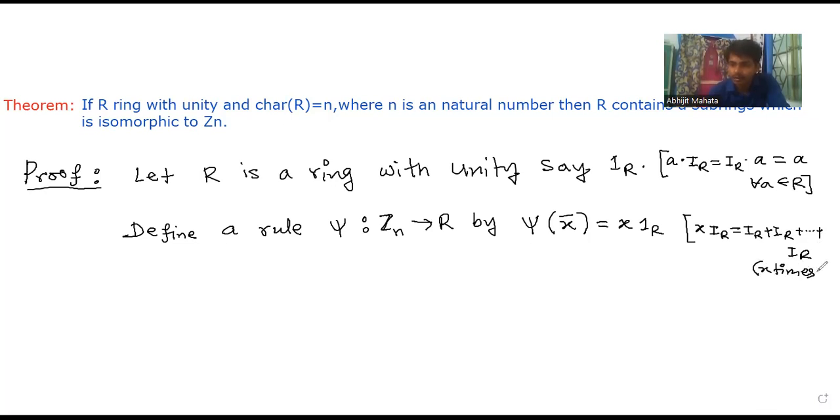For example, if we write down 3·1_R, then that means 1_R plus 1_R plus 1_R, 3 times 1_R, right? So now we have to check three points. Firstly, we have to check this rule is a map. Then we prove it is a ring homomorphism, and also prove it is an injective ring homomorphism. That is our next goal. So let me first check the well-definedness of this map. Well-defined means this rule is a map.